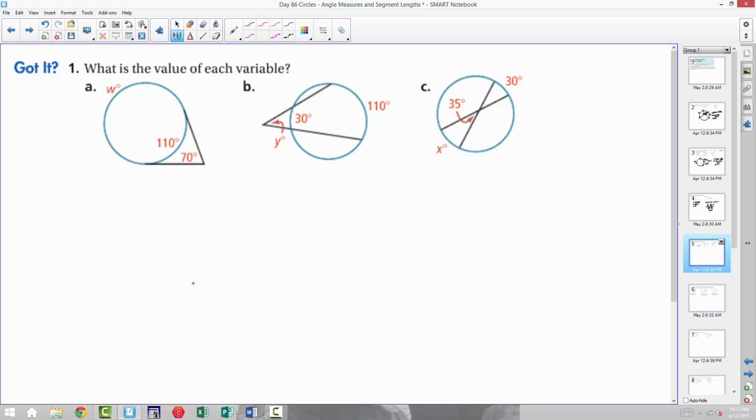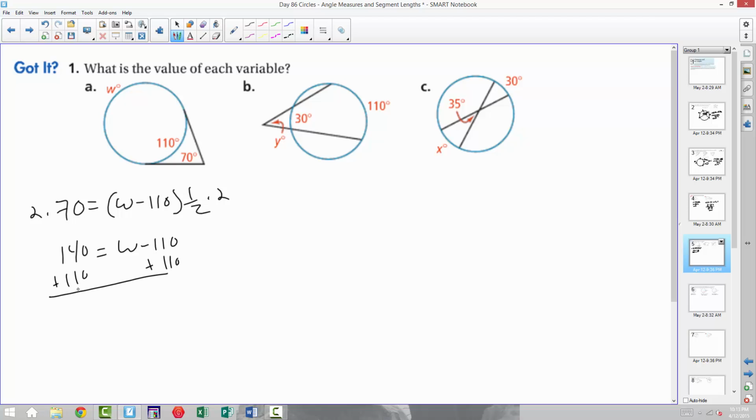Let's apply this more. So in example A, I have the angle that's on the outside. So if your angle is on the outside of the circle, you know you have to take the difference of the two arc measures. So I know that 70 is going to equal the difference of the arc measures, so W minus 110 times a half. So to get rid of my fraction, I multiply both sides by 2, so 140 equals W minus 110. Add 110 to both sides, and I have 250 equals W.